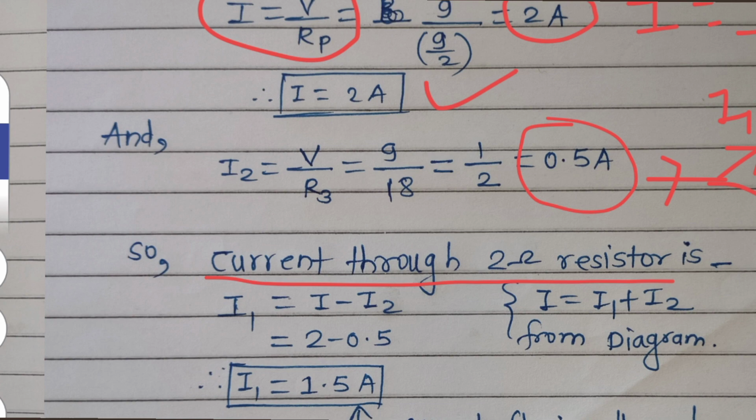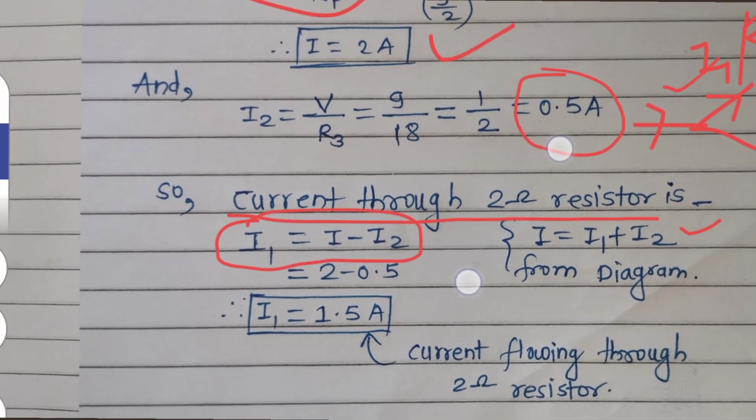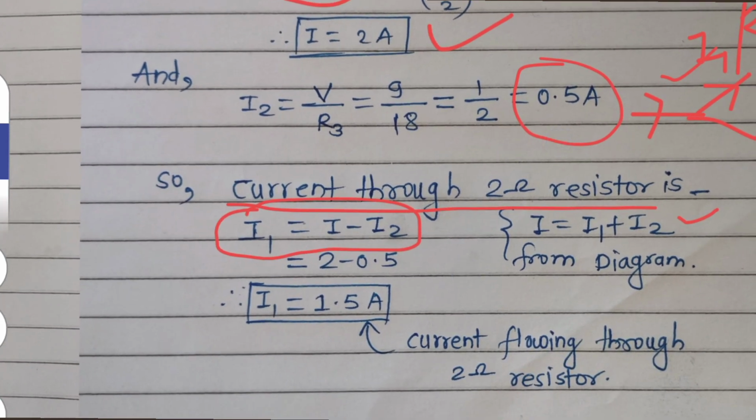So what is the current flowing through the 2 ohm resistance? That is I1. You can see here, I1 is flowing through the 2 ohm resistance. So we can say that I1 is equal to I minus I2, because I is I1 plus I2 from the diagram. So to get I1, I will just subtract I2 from the complete I. So 2 minus 0.5 will be 1.5 ampere. This is the current flowing through the 2 ohm resistance.